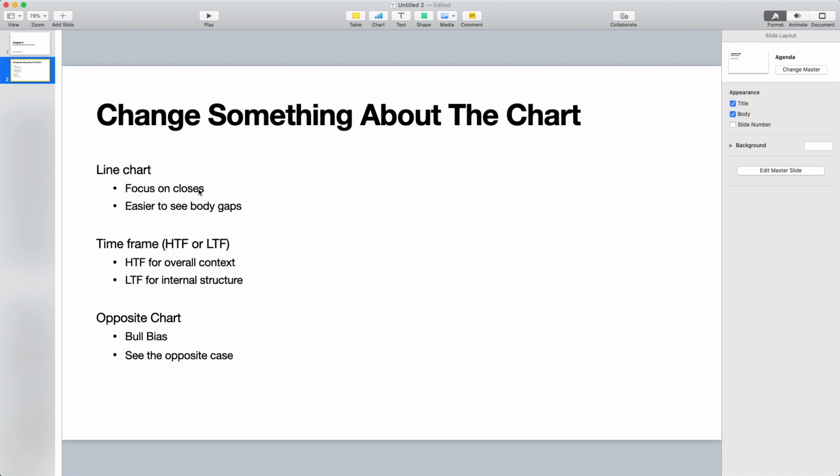So the main idea in chapter 9 is Al recommending that traders change something about the chart in front of them to get a different perspective on what they're seeing. And the first change that he recommends is using a line chart.